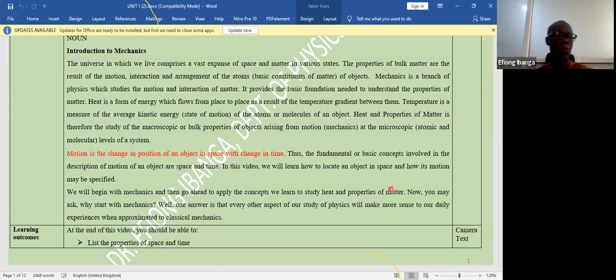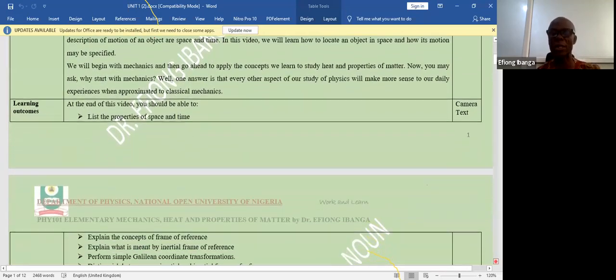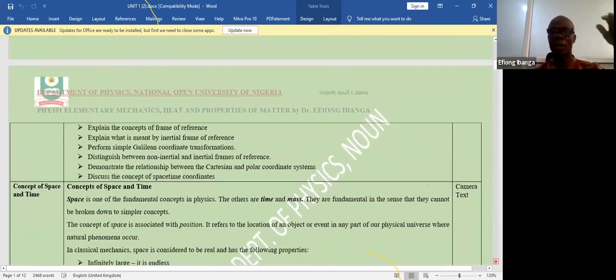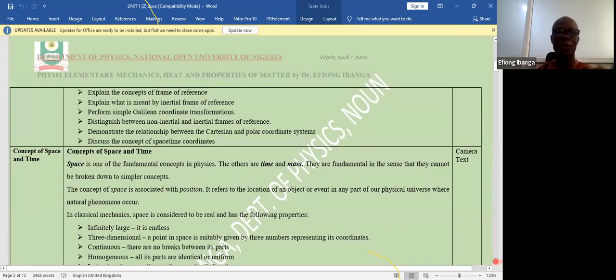subatomic levels. So if you do not understand the description of motion in the common experience that we have, you cannot describe it at the level that you have to imagine. Therefore, we always start with mechanics whenever we are teaching physics, because mechanics is very closely related to our common experience on a day-to-day basis. That's why we start with it.